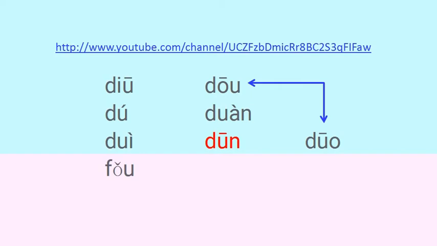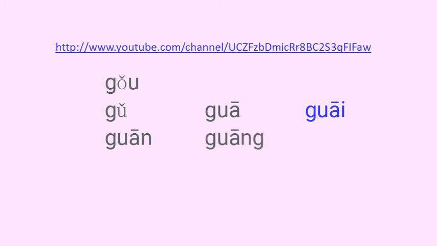FOU is pronounced as Fo. FU is pronounced as Fu. GOU is pronounced as Go. GU is pronounced as Gu. GUA is pronounced as Qua. GUAI is pronounced as Quai. Please pay attention that this is a tritongue. GUAN is pronounced as Quan. GUANG is pronounced as Quang.